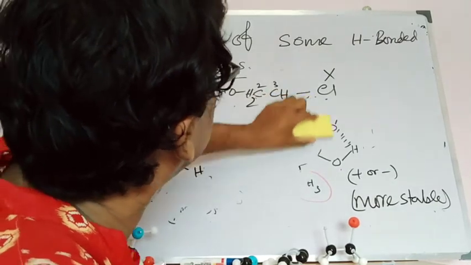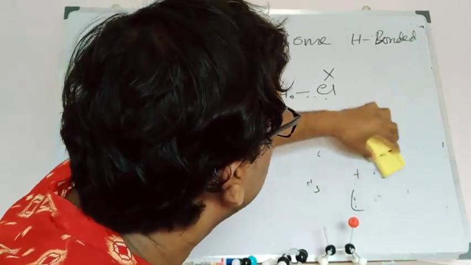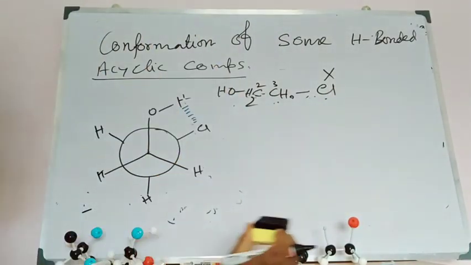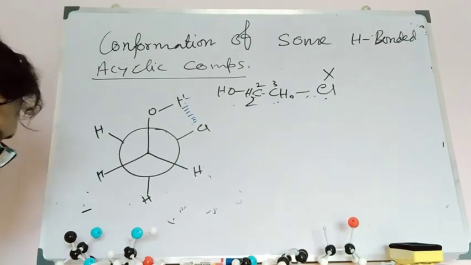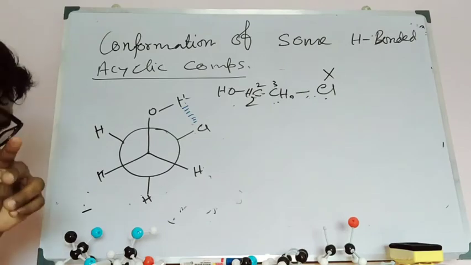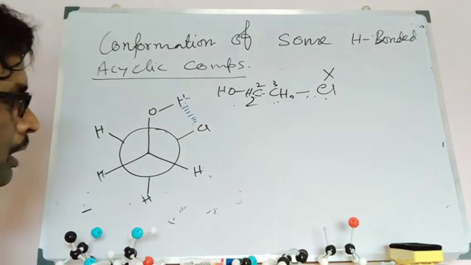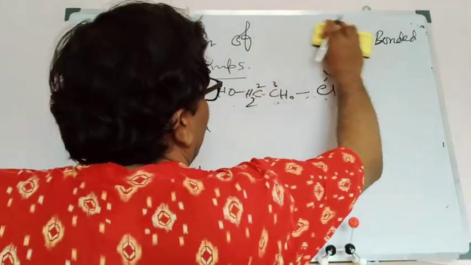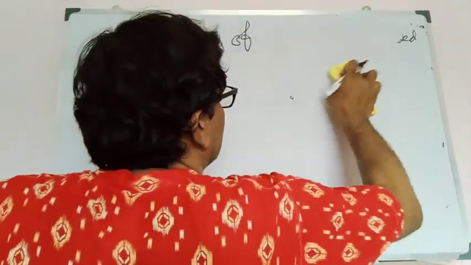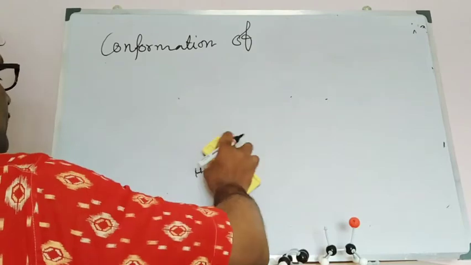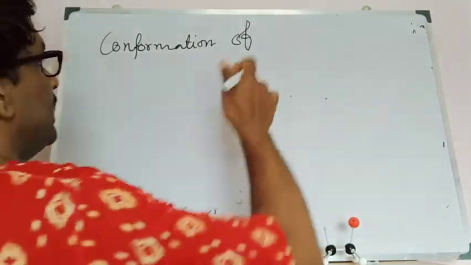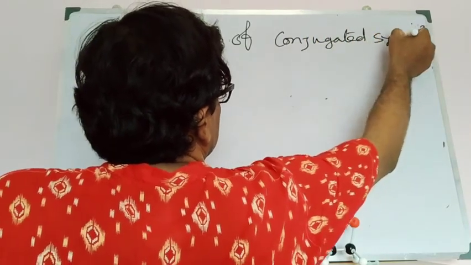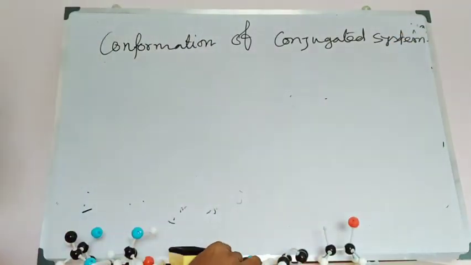This is the hydrogen bonded eclipsed conformation of halohydrin. Clearly, this one will be the more stable or more contributing conformation towards its equilibrium. So in this way, we can explain the hydrogen bonded compound, and this last part, that is conformation of conjugated system. Okay, conjugated system. So this is the last part of this portion, that is the conjugated system.